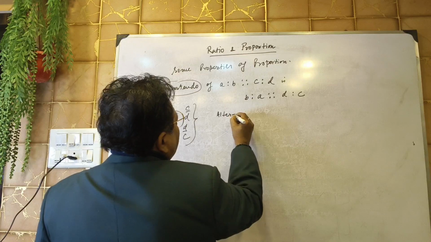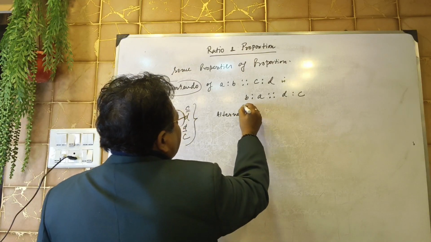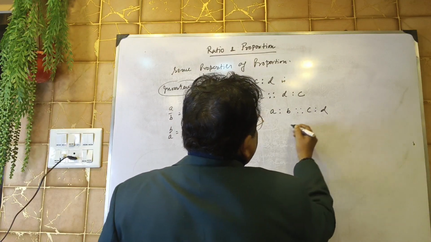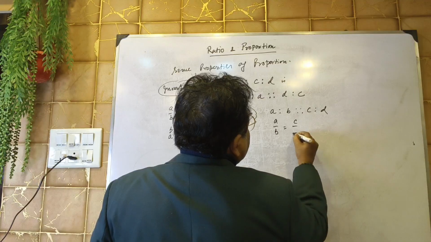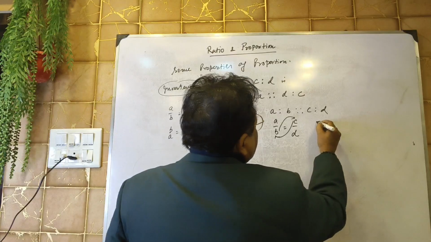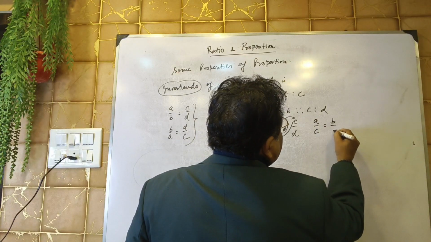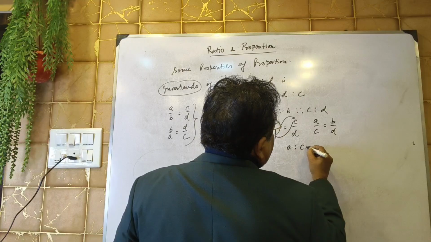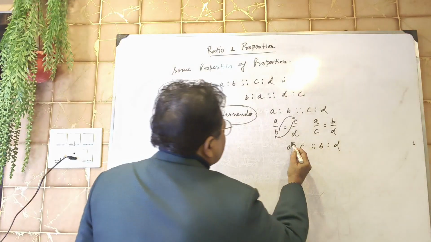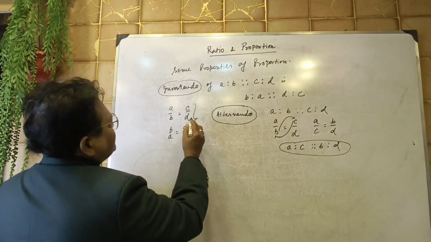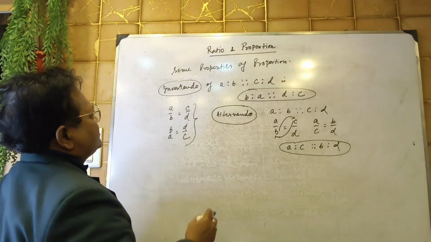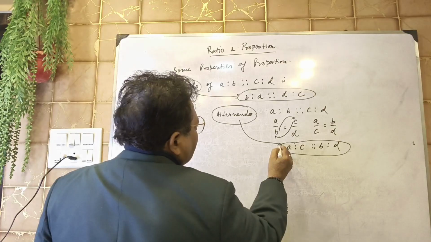Now go to alternando. In this property, A is to B is to C is to D. That is, if A by B is equal to C by D, now if we exchange this one, and B goes to the place of C, then we can write A by C is equal to B by D. So A is to C is equal to B is to D. This is called alternando. This is invertendo. This is alternando.